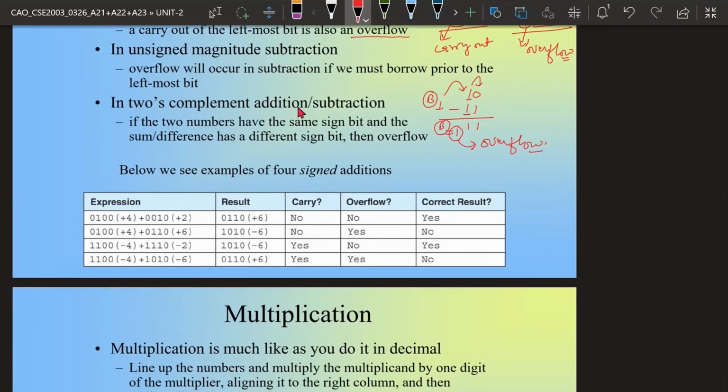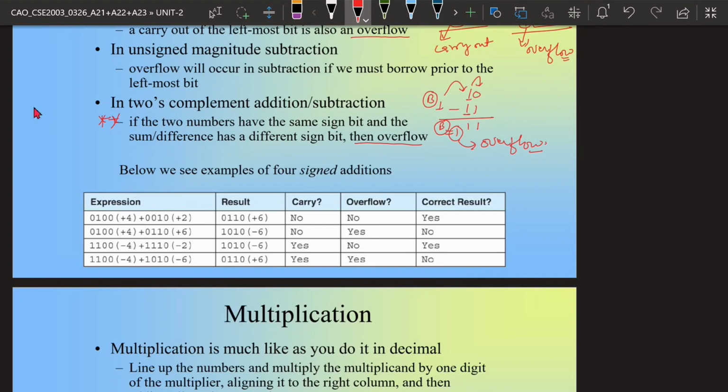In 2's complement case of addition and subtraction, in both the cases, this is the important one, we should take care of it. If the two numbers have the same sign bit, and the sum or difference has a different sign, then there will be an overflow. This is the case in 2's complement representation.